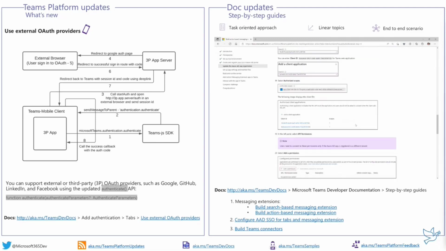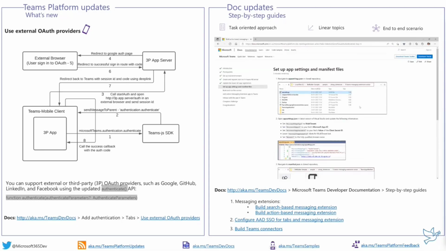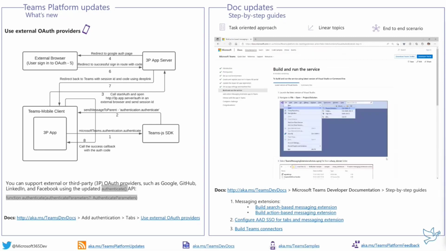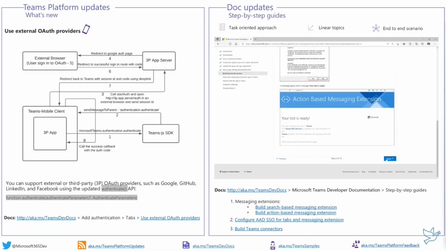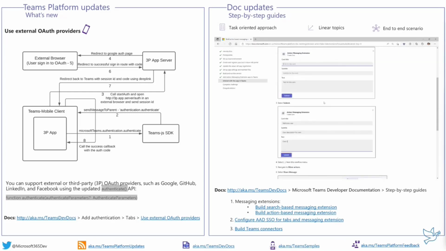The third one is configure AAD SSO for tabs and messaging extension. For users signing into Teams, your app can use single sign-on to authorize your Teams app on desktop or mobile clients. If a user signs in once, they don't have to sign in again on another device as they are signed in automatically. This step-by-step guide helps you to create tabs and messaging extensions enabling AAD SSO authentication.